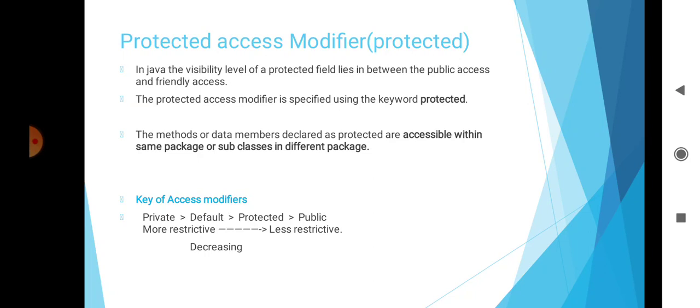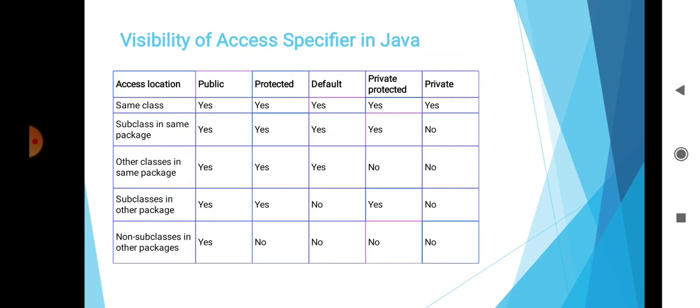Access specifiers, or access modifiers, are private, default, protected, and then public. Here it is in decreasing order of restriction. Most restrictive is private, then less restrictive default, then less restrictive protected, then least restrictive public. Then the visibility of access specifiers in Java.